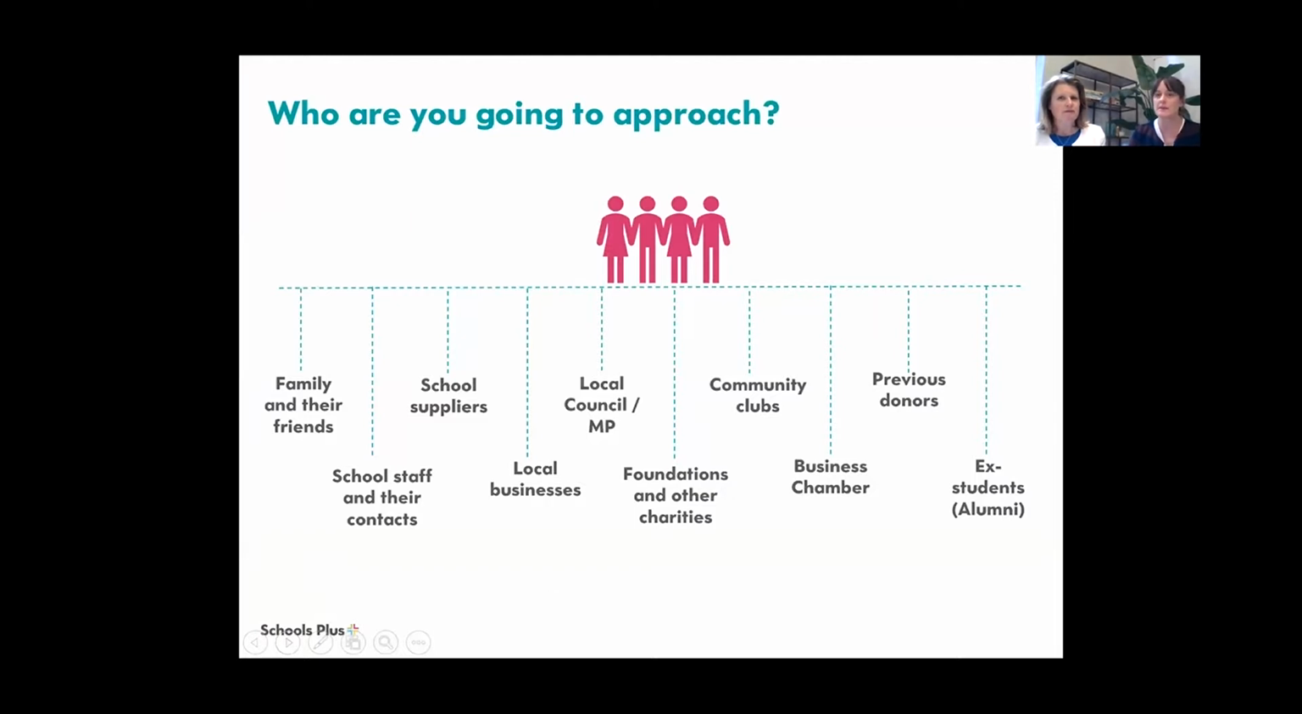We've put a couple of examples here that we wanted to talk through. So firstly, we've got family and their friends. So this might be families at the school. Now we do know that families get asked quite a lot for support within the school, whether that's financially or their time. So you might wish to tailor the ask that you're making to family and friends. So instead of asking them for financial support, it might be as simple as asking them to spread the word about what it is you're trying to do.